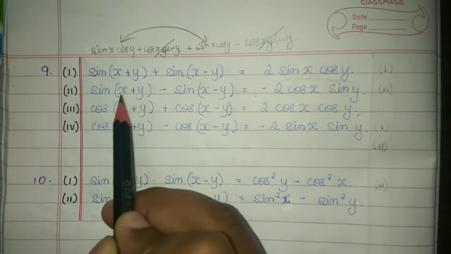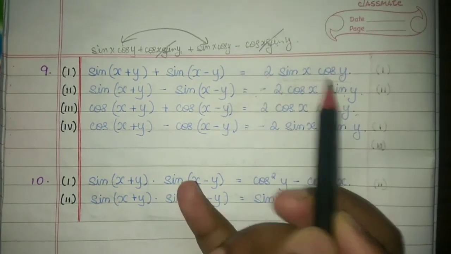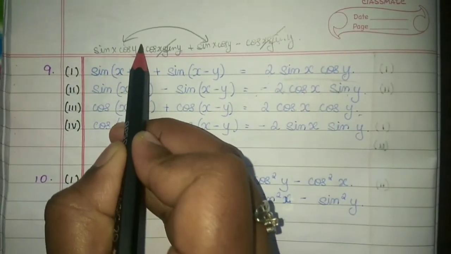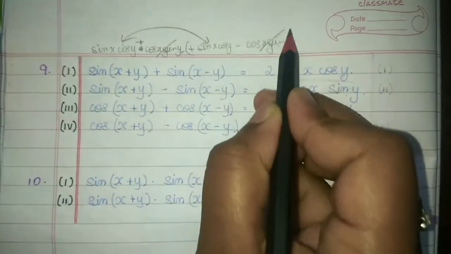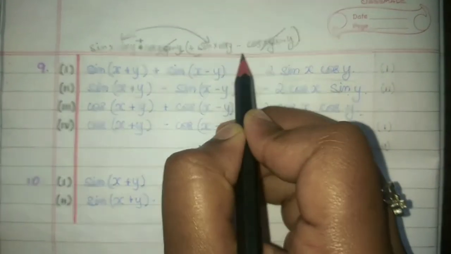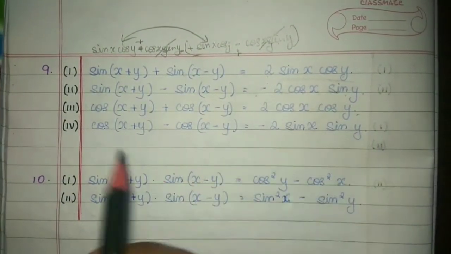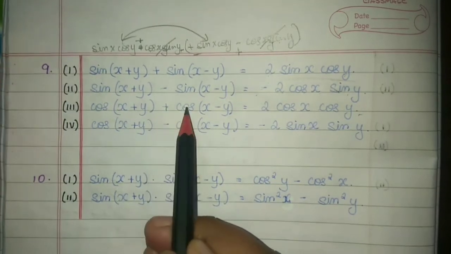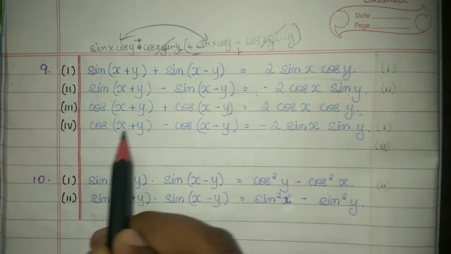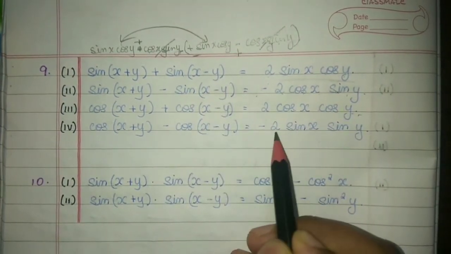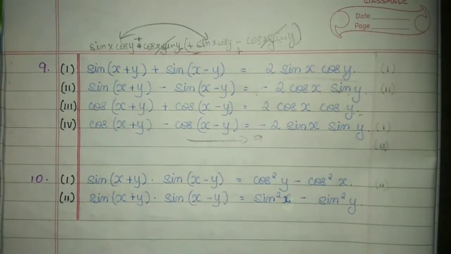Next, sin(x+y) minus sin(x-y) is equal to 2 cos x sin y. If you change the sign, here it will be positive, and here it will be negative of this, so this one becomes negative and this one becomes positive. Next, cos(x+y) plus cos(x-y) is equal to 2 cos x cos y. Next, cos(x+y) minus cos(x-y) is minus 2 sin x sin y. With this, the 9th set of formulas is also over.